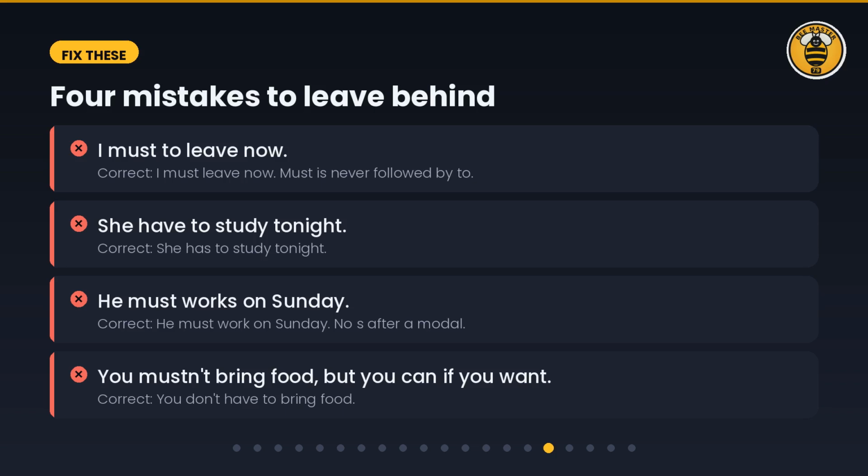And number 4, the classic. You mustn't bring food, but you can if you want. That is a contradiction. You mean you don't have to bring food.